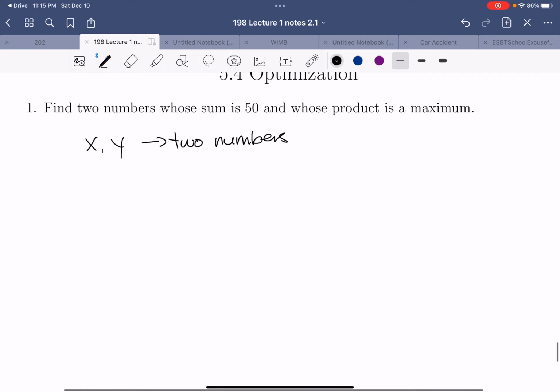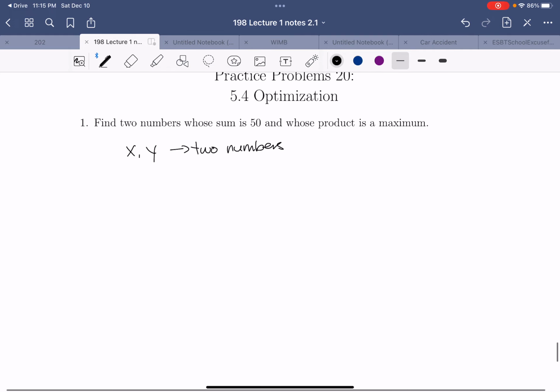And I want to write both a constraint and an optimizer. So the constraint is going to involve the number, and that's this one. The sum is 50. So for the constraint, we need the sum of those two numbers to be 50. So that means that x plus y, because that's what sum means, has to be equal to 50.